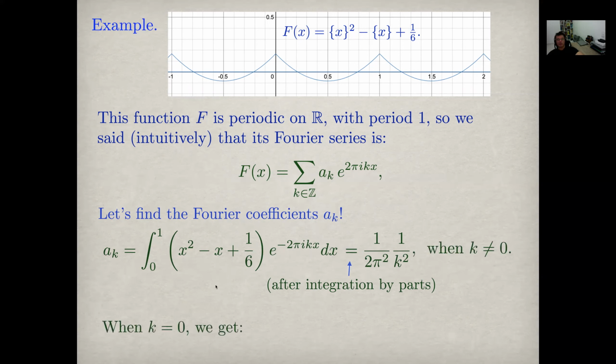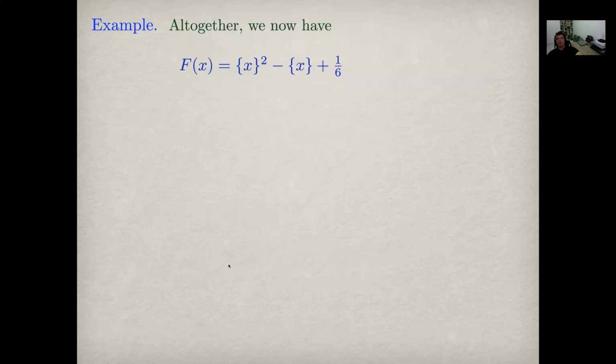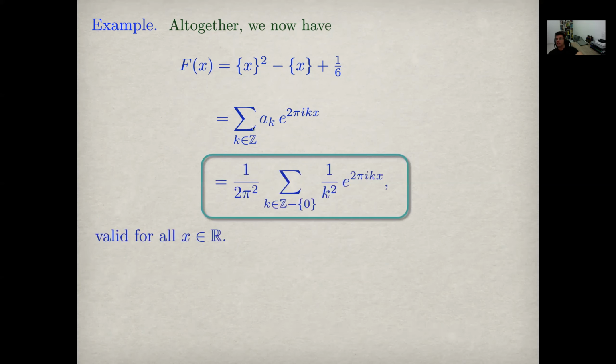When k is 0, we can always go back to the definition of a sub k and plug in 0 into the exponential. The exponential reduces to 1, and we have that a sub 0 equals this integral. And it just so happens by coincidence that this is 0, but sometimes a sub 0 will be something else. And those are the Fourier coefficients. Going back altogether, we have that the capital F of x, the periodized function, has this Fourier series where the a sub k's are 1/k squared times the constant, and the a sub 0 was 0, so we omit k equals 0 because we cannot divide by 0, and that's it.